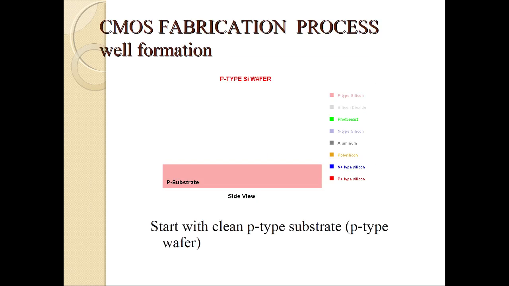So we'll see the fabrication process. This is what we are doing, the well formation. You can see the side view of this. A P substrate is taken over there. So start with a clean P type wafer. We are taking the wafer, which is nothing but my wafer of silicon. Okay, P type wafer we are taking.